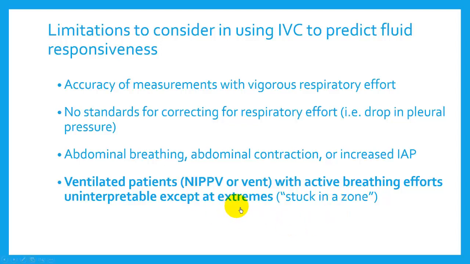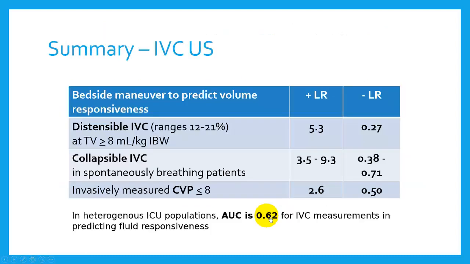But as we said before, a lot of these patients are stuck in this in-between where they're in zone 2 and zone 3 and it's swinging back and forth and you don't know what's happening outside the IVC with respect to pressure around the IVC, and it's hard to know what to make of it. So here's the summary, here's the data. The distensible and collapsible IVCs are helpful in the right patients, in the right context, and they give you pretty good likelihood ratios for predicting fluid responsiveness. They're quite a bit better than an invasively measured CVP when you use a CVP at an arbitrary cutoff, for example, of 8.